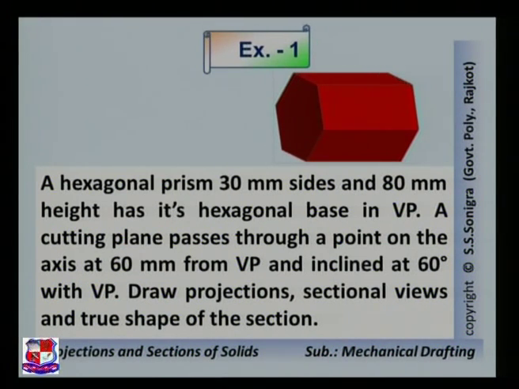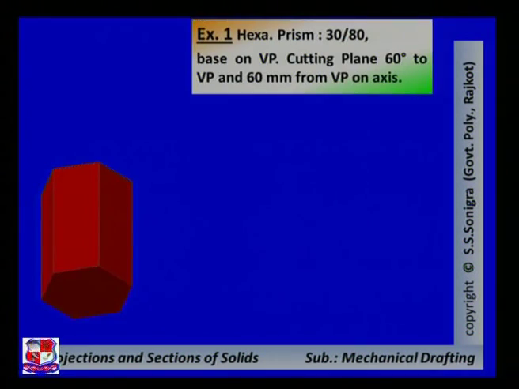Here a hexagonal prism is given and the given condition is a little bit different. Here it is given that one of its faces is in the vertical plane and the axis makes an angle of 60 degrees with VP. Hence in the first step we have to draw a hexagonal face in the front view, meaning above the XY line as per the first angle projection method. So this is the brief data of the given problem.